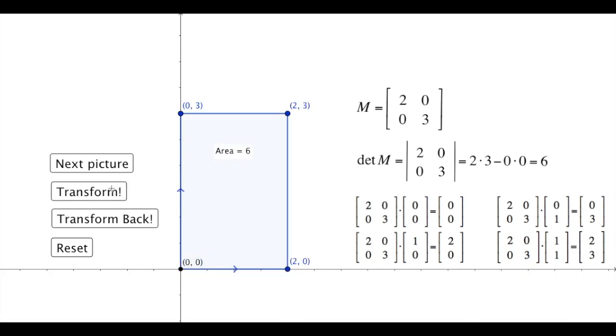It's a rectangle with a width of 2 and a height of 3, and thus an area of 6. It's almost as if the area has been changed by a factor of the determinant, which is exactly right. The determinant is an area scaling factor for objects in 2D if we're performing 2D transformations.